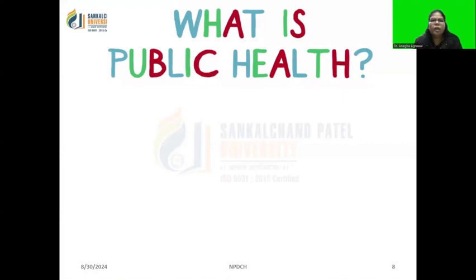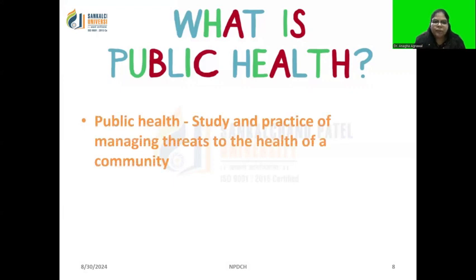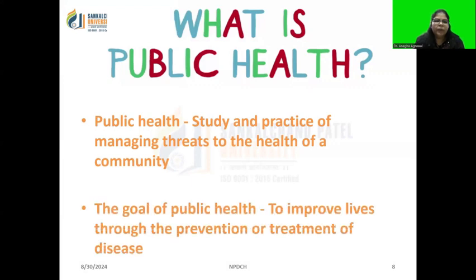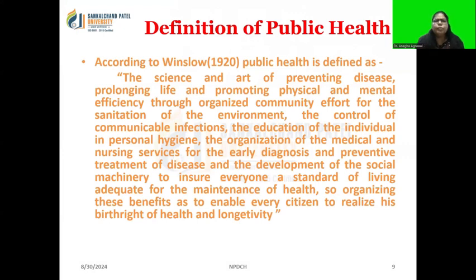Okay. Now, we have learned about health, but what is public health? Public health is the study and practice of managing threats to the health of the entire community, not one person. Here we are considering the entire community. The goal of public health is to improve lives through prevention or treatment of particular diseases. So, this is the goal of public health, to improve the life of everyone present in that community through prevention and treatment of that particular disease. Now, this is the definition of public health.